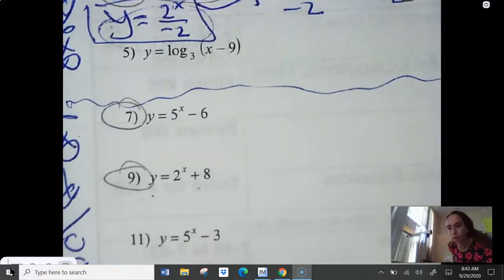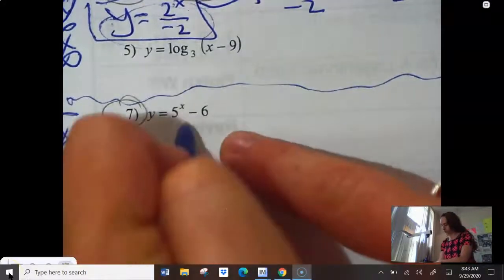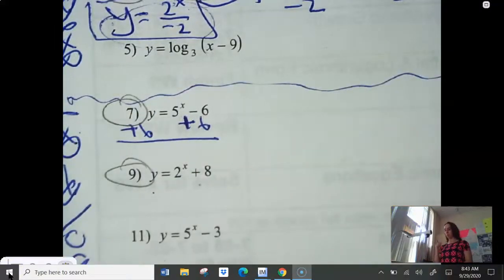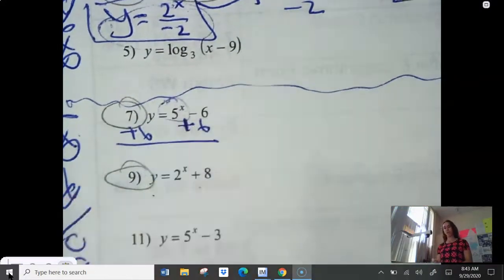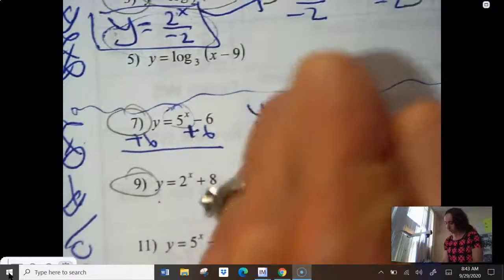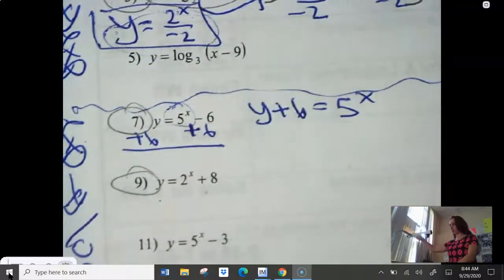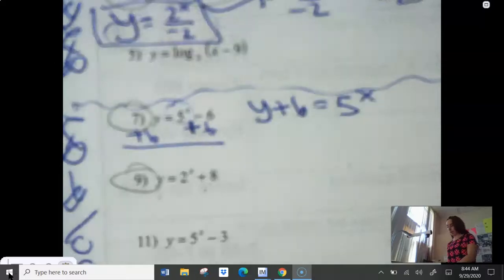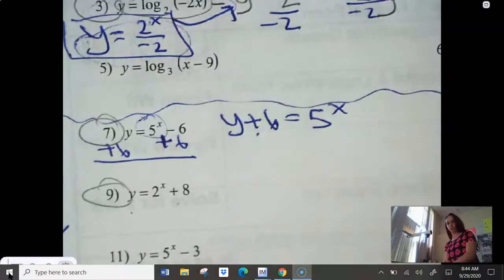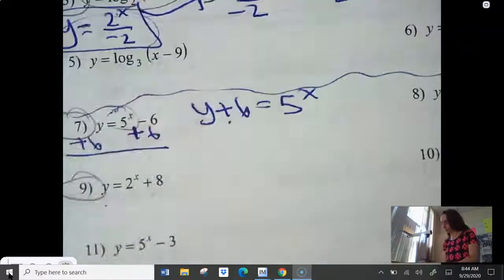Okay, so hold on. So, what's the first thing I do? Add 6. Remember how I had to have the log be by itself? I need to have this by itself. So now I have y plus 6 equals 5 to the x. Okay? And now I'm ready to put it in log form. But what do I have to do? Switch the x and the y. So this will turn into an x, and this will turn into a y.